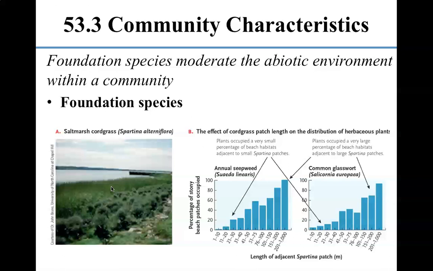When it's present, it provides stability, and this is kind of hard to interpret, but when it's present in large numbers, then it affects the distribution of plants around it. And when it's in low numbers, smaller patches, then there's fewer other plant species around. So anyway, the point is, cordgrass is an example of a foundation species because when it's around, it stabilizes the environment, it provides more habitat, and it leads to greater diversity. And when it's absent, then you have a more unstable environment and you have less diversity.